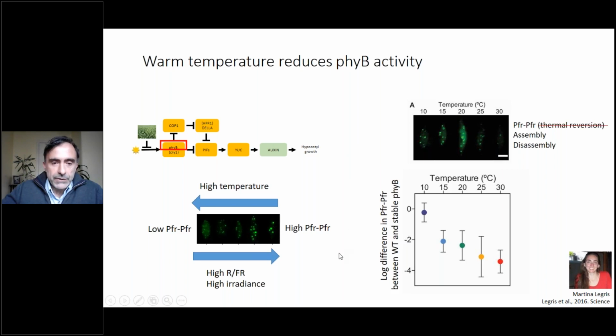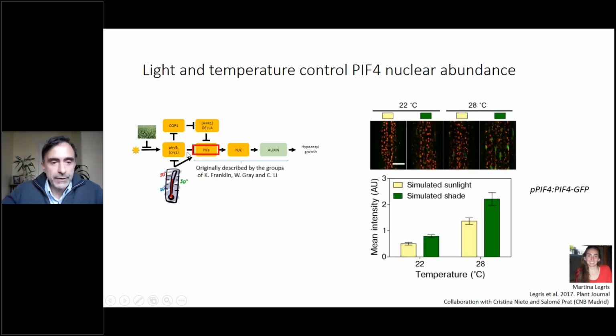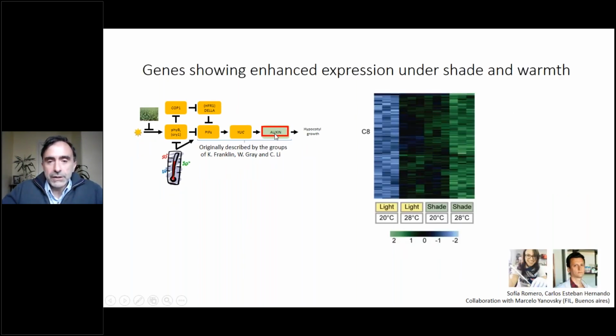Okay, downstream of phytochrome, of course, we have enhanced activity of PIFs. Again, PIF4 as an example here goes up in abundance not only in response to shade, but also in response to warm temperature or to the combination of shade and warm temperature. And there is also an increase in the levels of auxin, and one of the consequences of that is shown here in the results of an RNA-seq experiment, where we use not only warm temperature, but also shade and the combination of both.